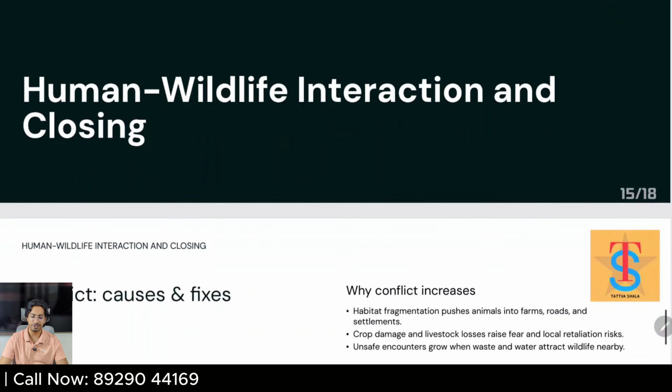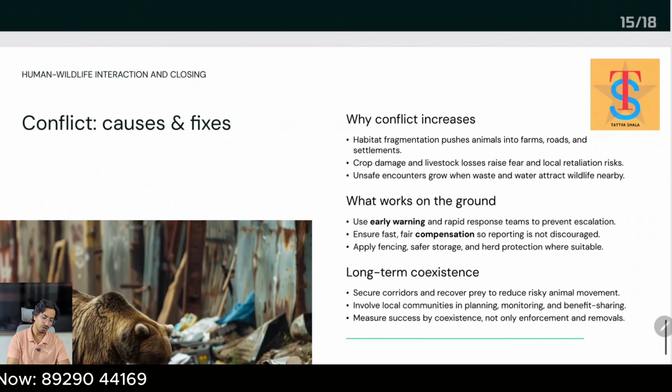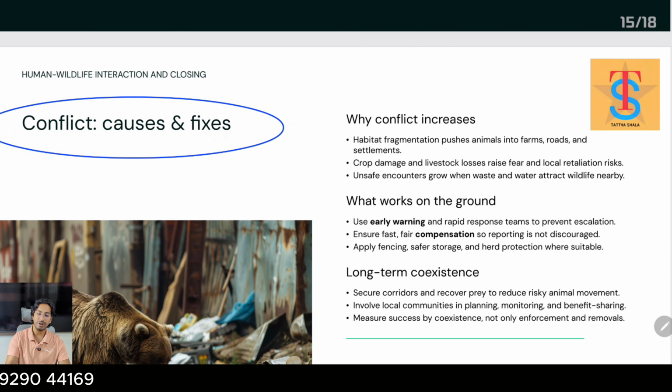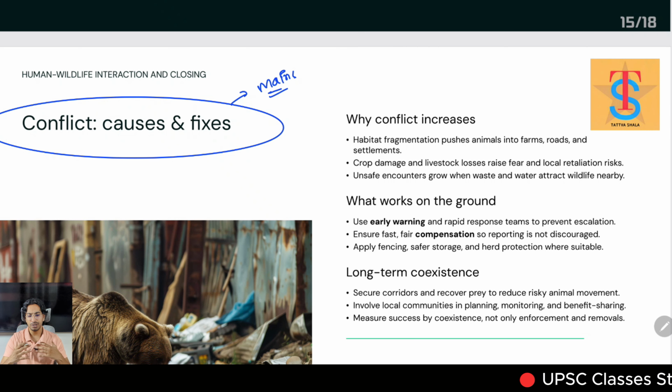Next, let's see human-wildlife interaction. And now what we are talking about is human-animal conflict. This can be asked in mains. We have already seen there's a lot of death. Recently there was an elephant which died. And there are other animals also which keep on dying because of continuous interaction between humans and animals, right?